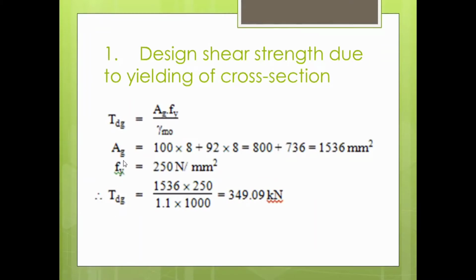Yield stress is constant. For mild steel, it is 250 Newton per mm square. Gamma MO is 1.1, given in the IS code. The value we get is in Newton, so we convert it into kilonewton by dividing by 1000. This is how the design strength due to yielding of cross section is calculated. It comes to be 349.09 kilonewton. We need to remember this value. This is our first step.